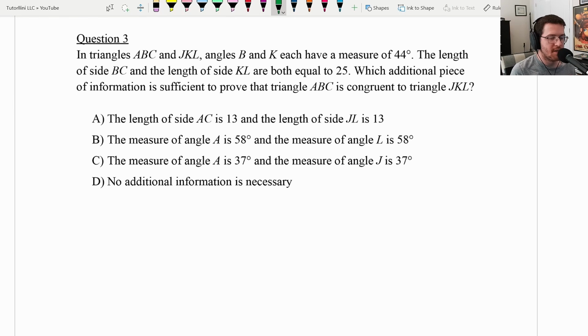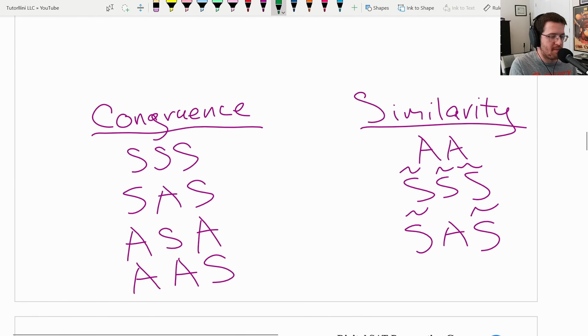Okay, question 3. So for this one, guys, this is a triangle congruence proof. I think somewhere around the 3rd problem set day, we did a triangle similarity proof. So now we're going to do a triangle congruence proof. I already wrote these all down just as a recap. So the rules for similarity are angle-angle, side-side-side, SAS. And then for congruence, the ones you got to know are SSS, SAS, ASA, and AAS.